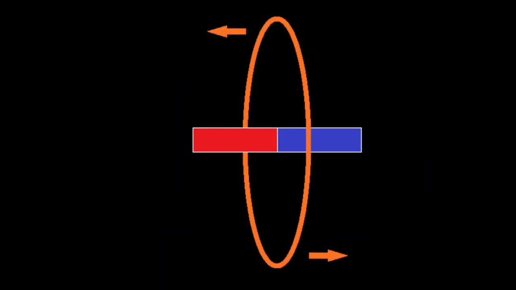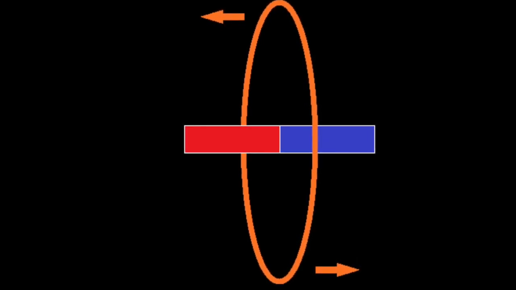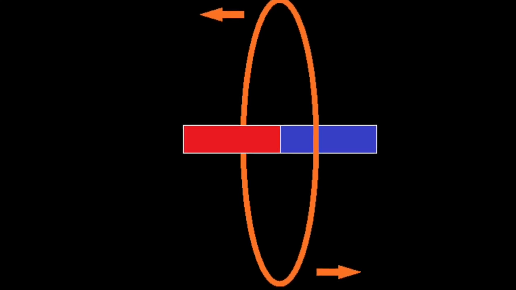When applying this to the generator, we look at the movement of the wire relative to the magnets. As the wire coil moves around the magnets, the magnetic field is not constant. When the wire passes by the north end of the magnet, the current will move in one direction. But when it passes by the south end, it will move in the opposite direction. This is called alternating current.